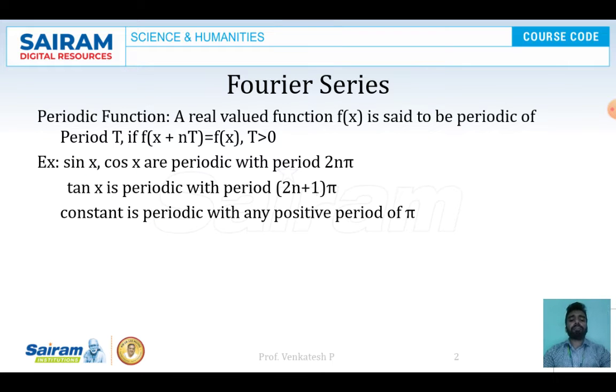What is a periodic function? A real valued function f of x is said to be periodic of period capital T if f of x plus nT is equal to f of x for all T greater than 0. Example: the trigonometric functions like sin x and cos x are periodic with period 2nπ. Similarly, tan x is periodic with period (2n+1)π, and also a constant is periodic with any positive period.